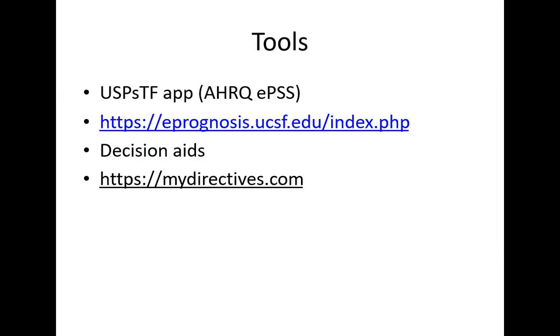These are some tools that you can use. That's the US Preventive Services Task Force app. You plug in the details of the patient and it gives you graded recommendations, what you should be offering them in terms of screening and what you shouldn't be. That's the UCSF prognosis site. Decision aids, I'm hoping one of you will take this up as a master's or something to come up with some decision aids for breast, colon, and prostate cancer screening that's relevant to our patients. And then, as I said before, you can design your own advanced directive.